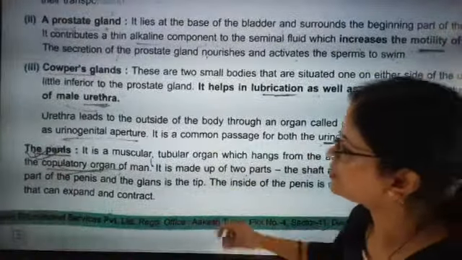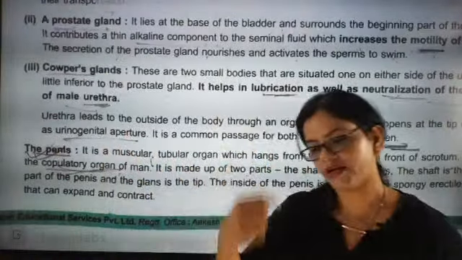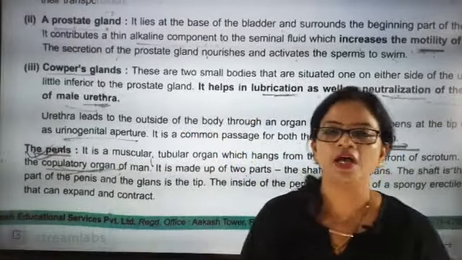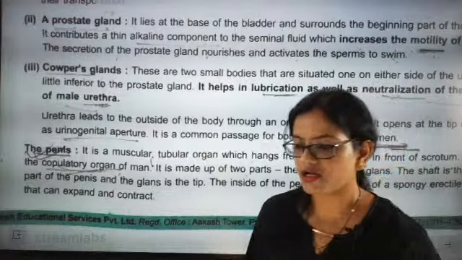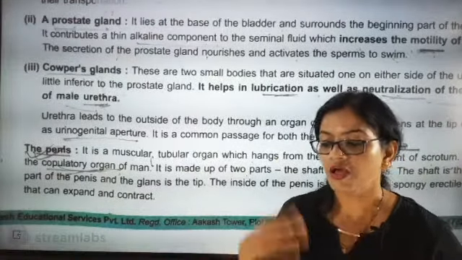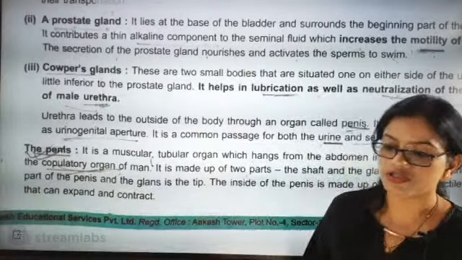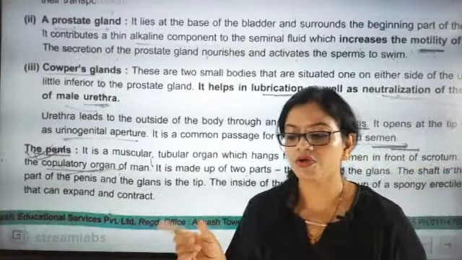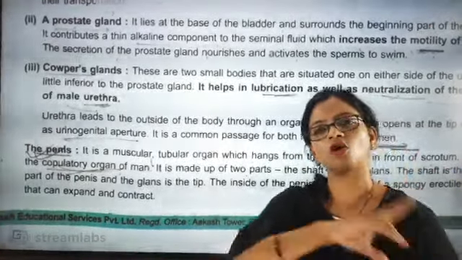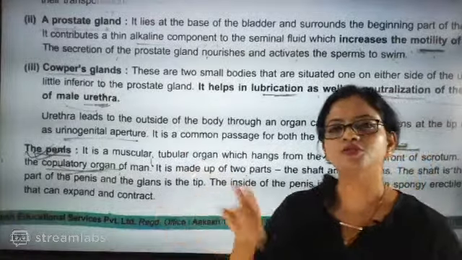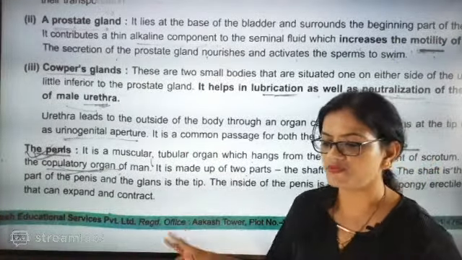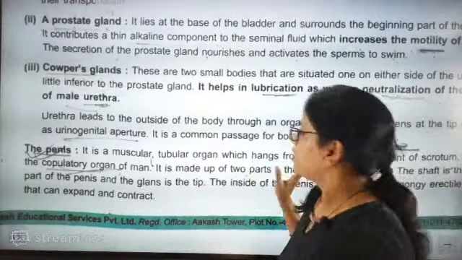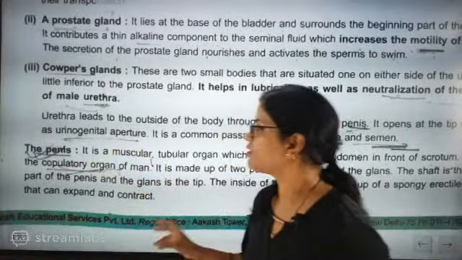One thing is that this connectivity of the urethra to the penis is called the urinogenital aperture. The urinogenital aperture is a common pathway. Many times they ask what is the urinogenital aperture: it is a common passage for both sperms and the urine. Okay. So now we are going to talk about the penis.